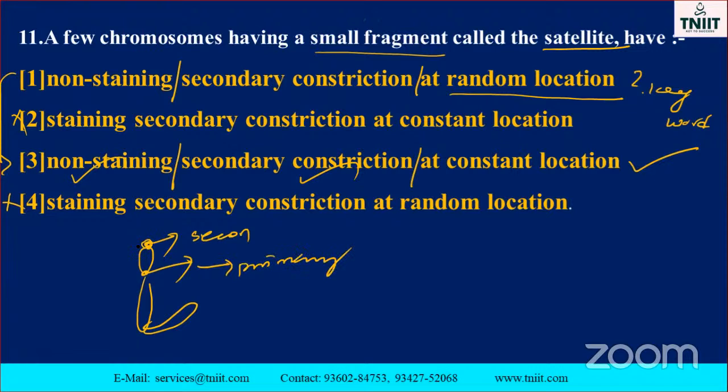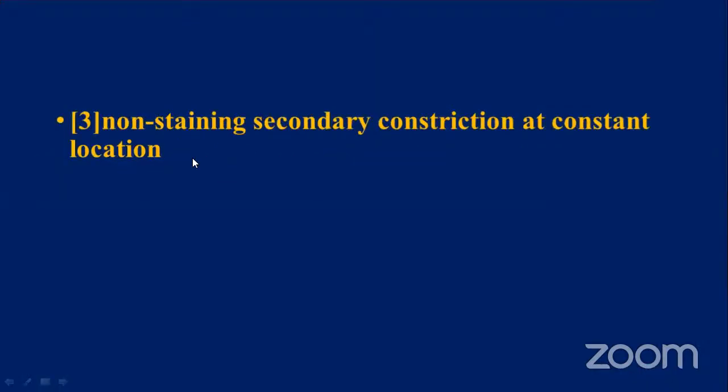Okay. This is called a satellite. It is mostly present at a constant location only. It does not change here and here like that. Only these places, just like a seal, like a king. A king has a crown, isn't it? Just like that. That is very, very important. See the option: non-staining secondary constriction, at a constant location only it will be present, my dear. Okay, this is the option. Go to the next one.